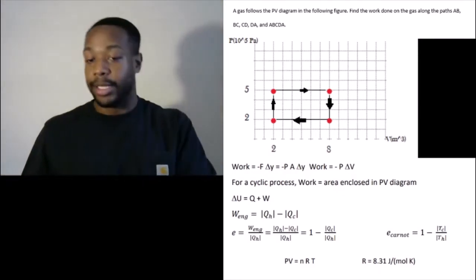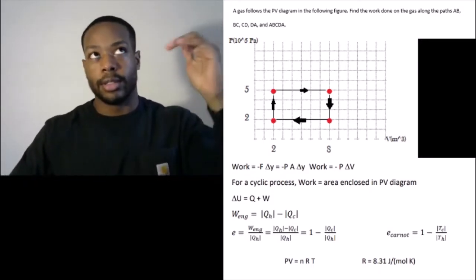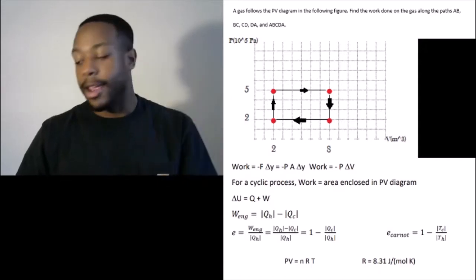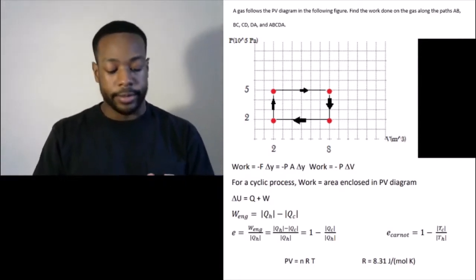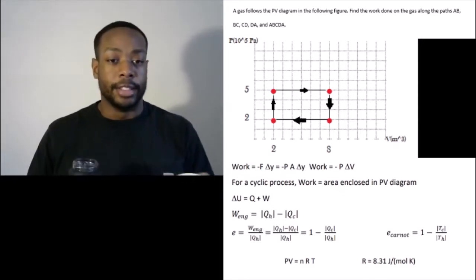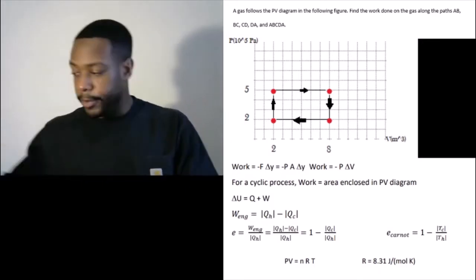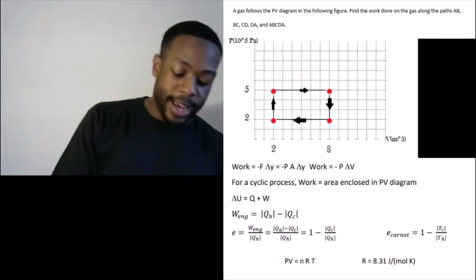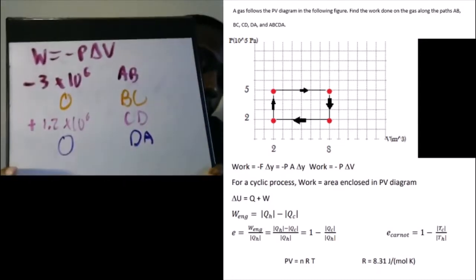So we've got CD, and then you guys can work out ABCDA. You can do that. Give you a second. And DA should be 0, right? So you've got 0 at DA, and that's because we have a constant volume. So this is what we have in total.